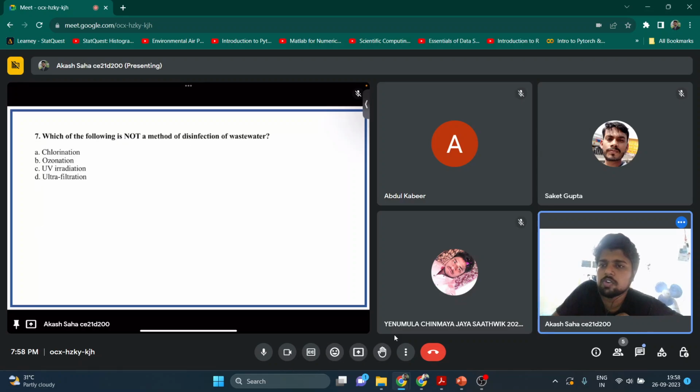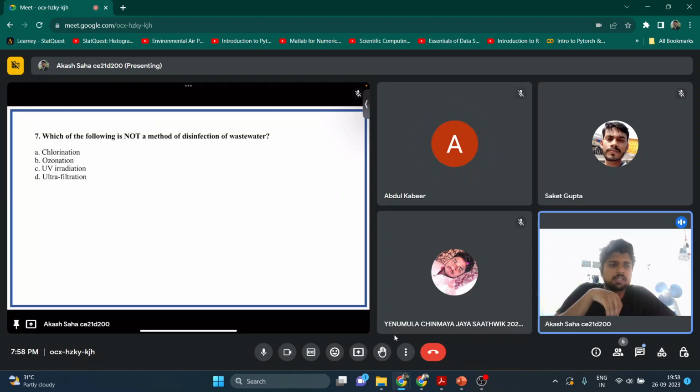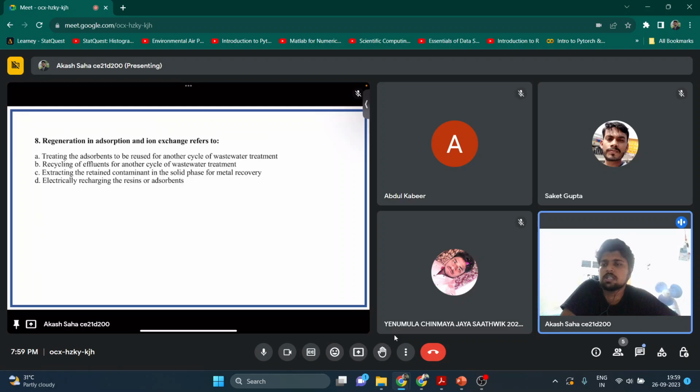Next question. Which of the following is not a method of disinfection? Chlorination, ozonation, UV irradiation, ultrafiltration. It is ultrafiltration. Okay, because the others are typical processes of disinfection, whereas ultrafiltration may not disinfect the wastewater. So it is ultrafiltration. Next question.